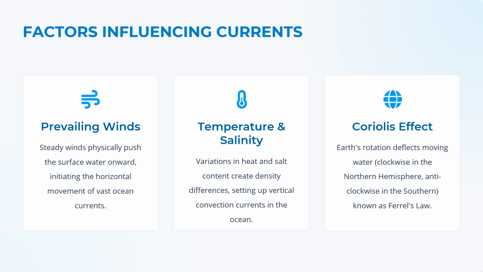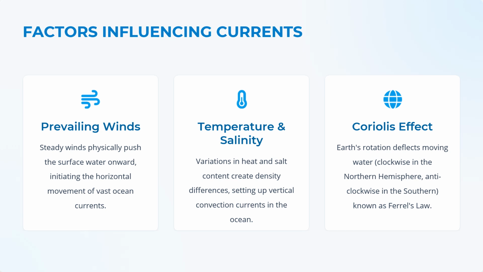Temperature and salinity are also very crucial for this movement, because variation in heat and salt content means the density varies, which makes the water move from the higher density to the lower density. That is the natural feature of water. So vertical convection currents are formed, and that's why the water horizontally moves from one place to another.